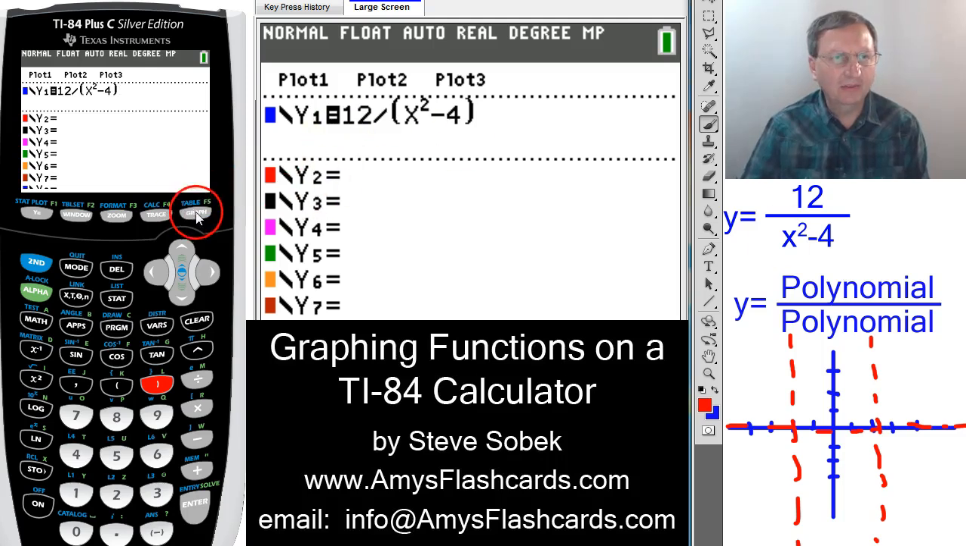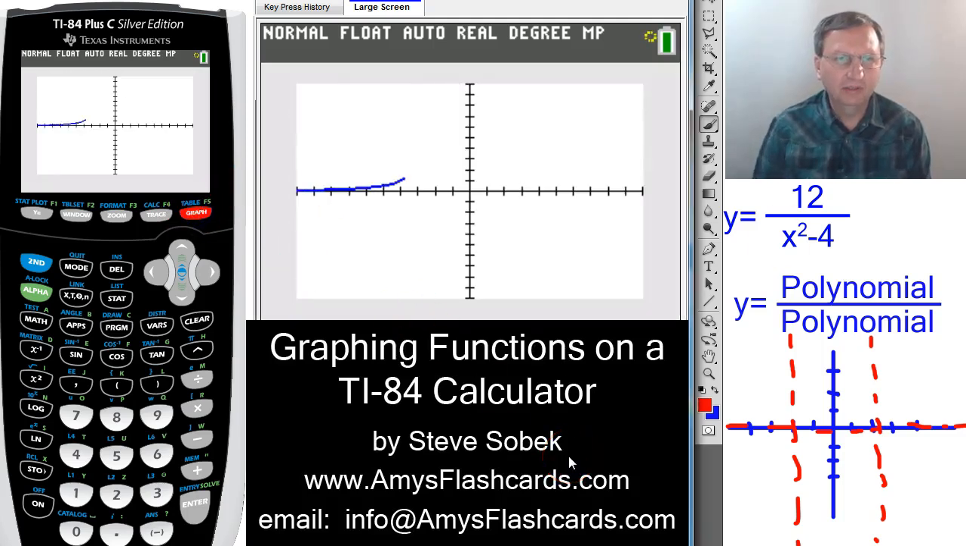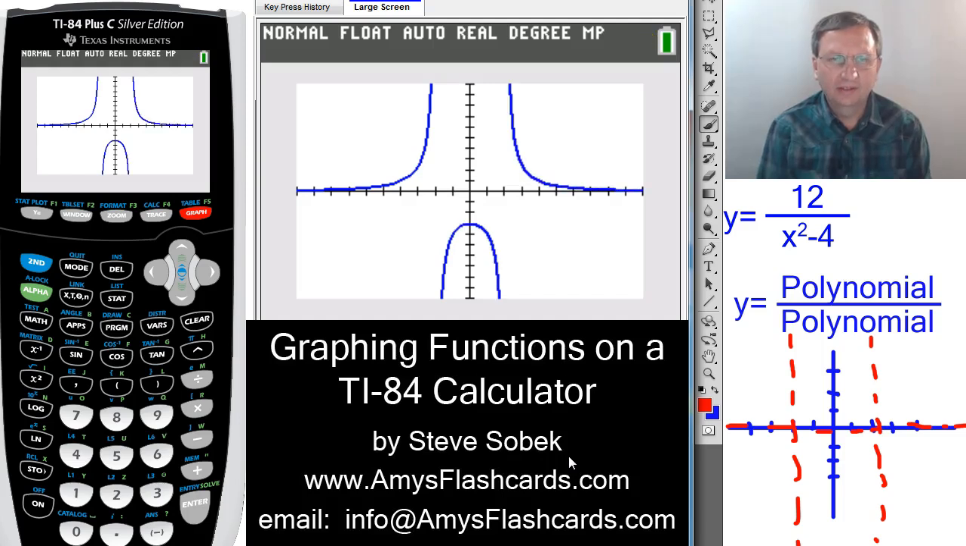Let's go ahead and hit the graph button to see if we have a suitable window. And sure enough, that is a suitable window, and that would be a good representation. Notice that right here at +2, we have a vertical asymptote. So this graph is getting closer and closer to that vertical asymptote. It's not going to cross over it, or touch it. It keeps getting closer to it. And the same thing down below here.